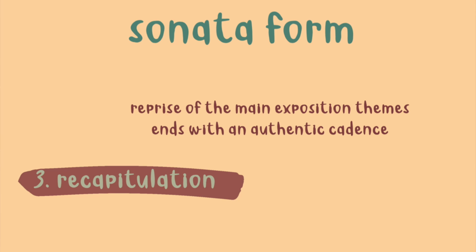The third section in a sonata form is the recapitulation. The recapitulation is basically a reprise of the main themes from the exposition, and the whole piece ends with an authentic cadence, so a 5-1, back to the tonic that we first started the piece in.